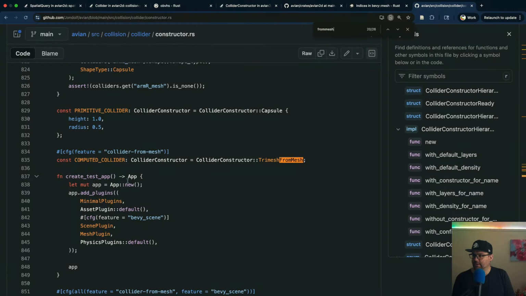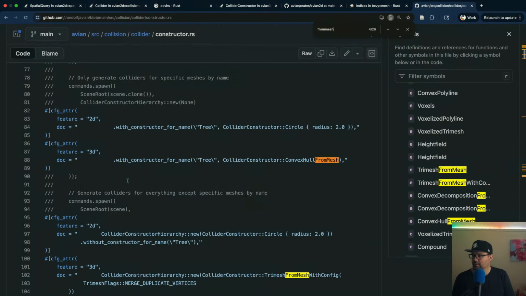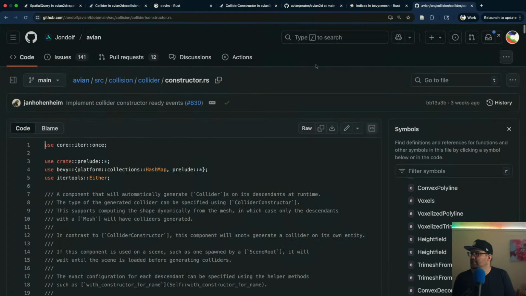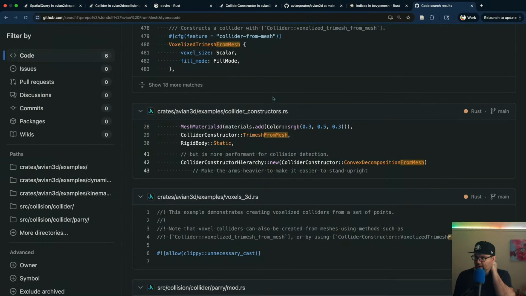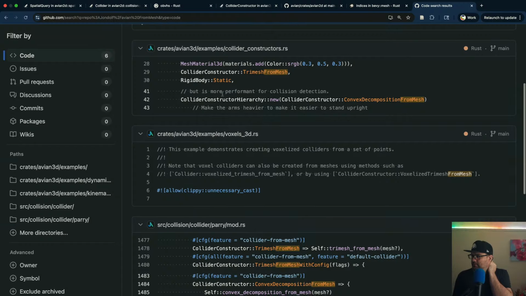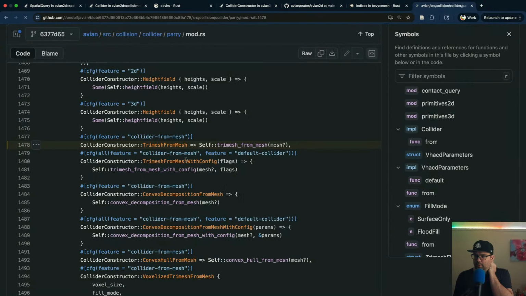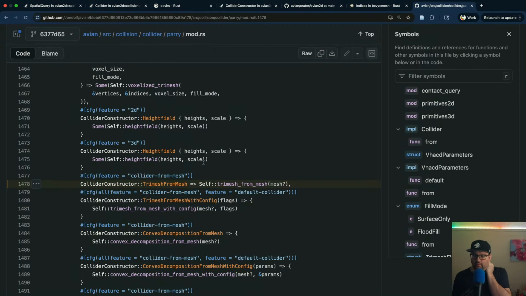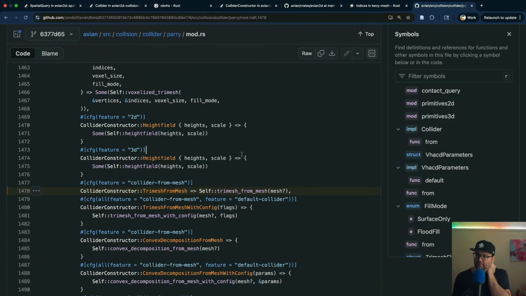Convex decomposition, tri-mesh. So let's just search for from mesh. Find the processing for it, because the definitions are separated from the processing a little bit. So here's where it goes into the parry calculation, because really the Avian implementation is based on the parry implementation, and that's why there are differences.